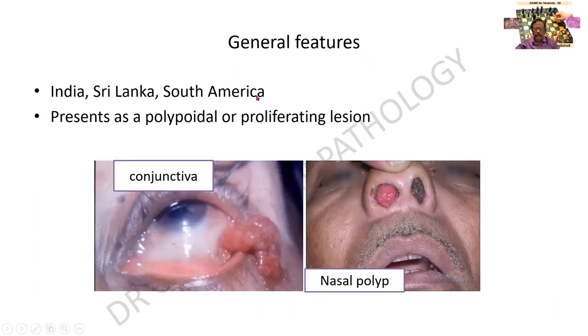The common countries where it is found are India, Sri Lanka, and South America. It presents as a polypoidal or proliferating lesion. Look at these two pictures. One is a conjunctiva, where I am finding a polypoidal lesion projecting almost out of the eye. In another, it is a nasal polyp that is blocking one nostril. The color is reddish, and it almost resembles granulation tissue.